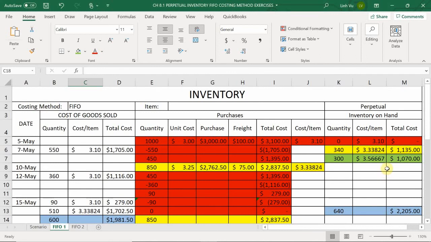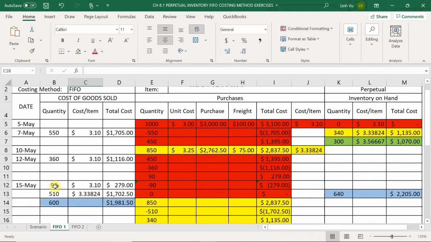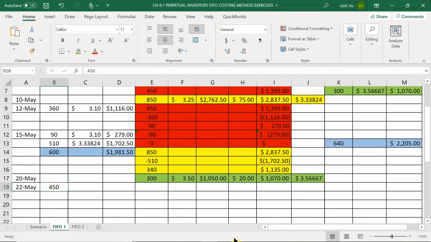Do I have enough to sell 450 units? Yes. In grand total, yes. But for the yellow batch, no. We only have 340. So therefore, we got to dip into two different inventory, right? So we got 450 minus 340 gives you 110.